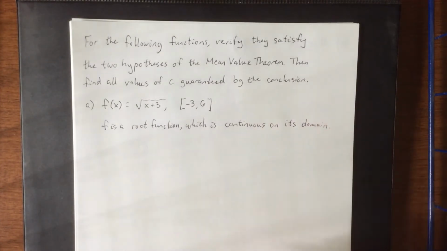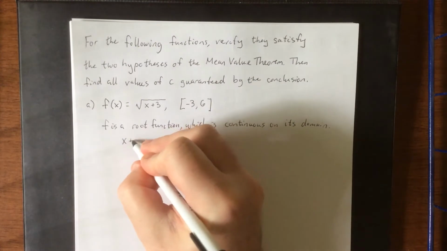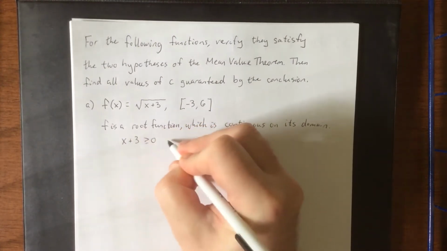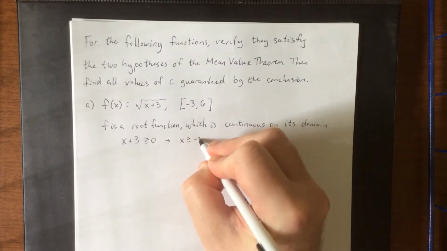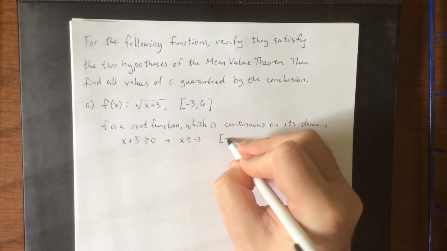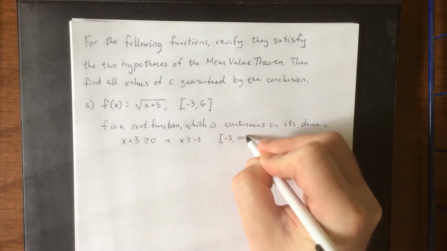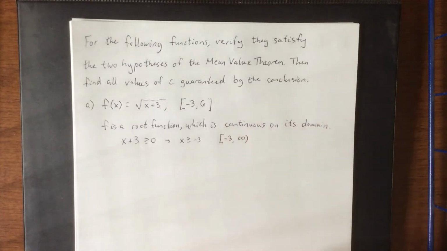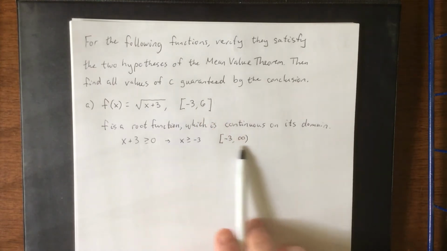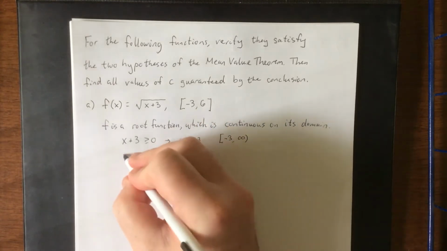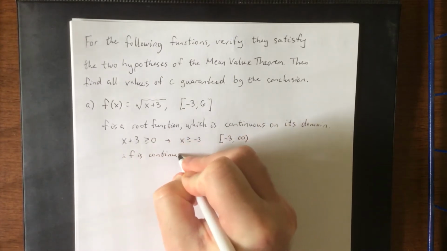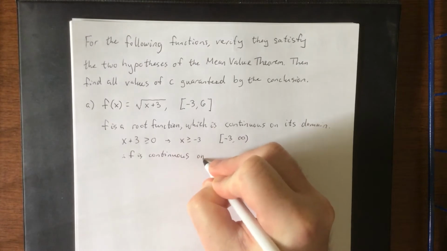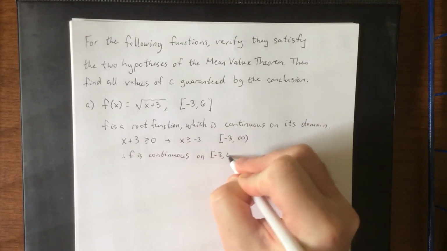Now, because it is a square root function, we do need that x plus 3 is greater than or equal to 0, telling us that the domain is going to be that x is greater than or equal to -3. In interval notation, that would be the half closed, half open interval from -3 to +infinity. Now, this closed interval is contained within this interval, so we are okay. Therefore, f is continuous on the given closed interval, -3 to +6.